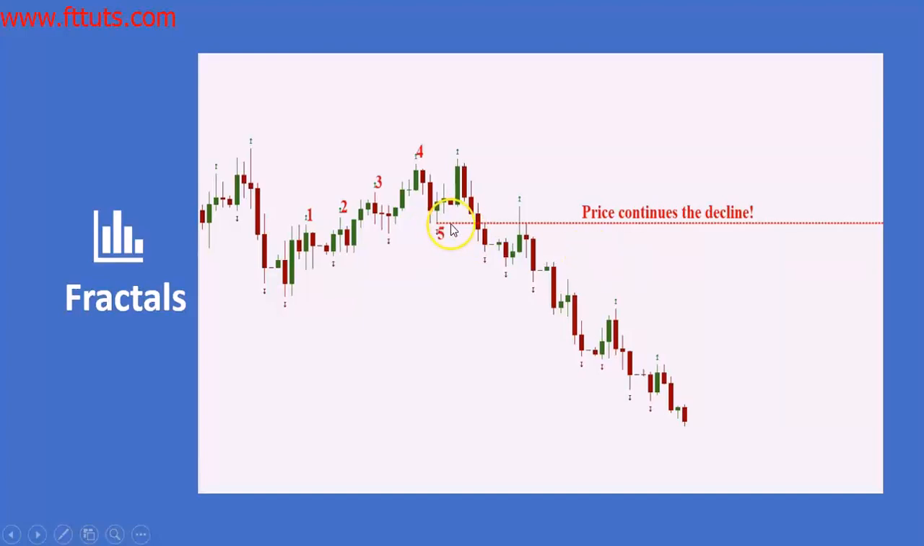And then when we got the break, you can see how price continues to the downside with a big gain.